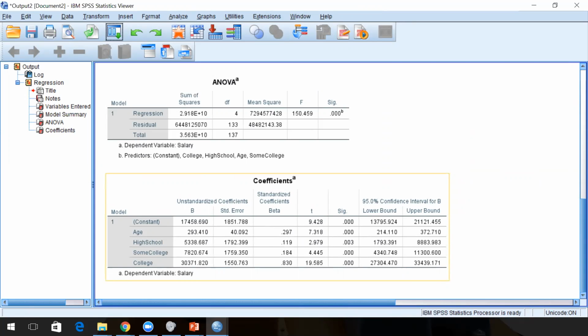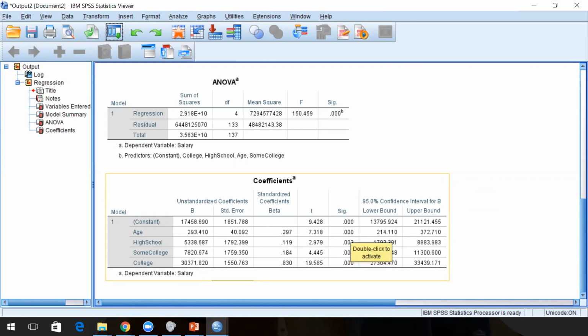For some college, we expect about $7,821 of additional income compared to someone without high school. And for someone with a college degree, we expect about $30,372 in additional annual earnings compared to someone without a high school diploma. Again, we're always comparing to that category that we left out.